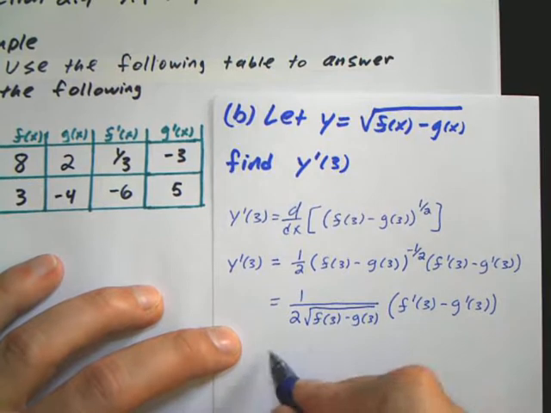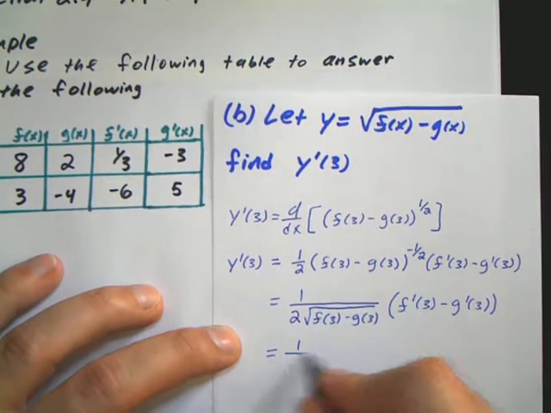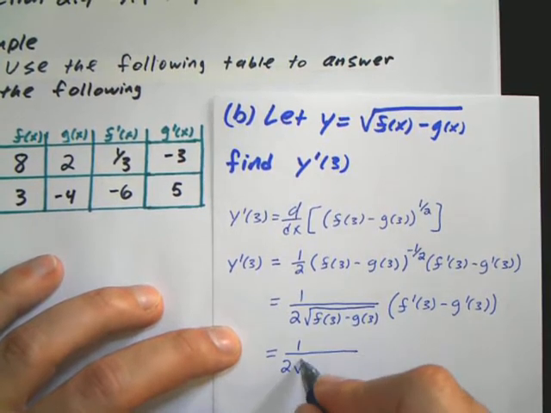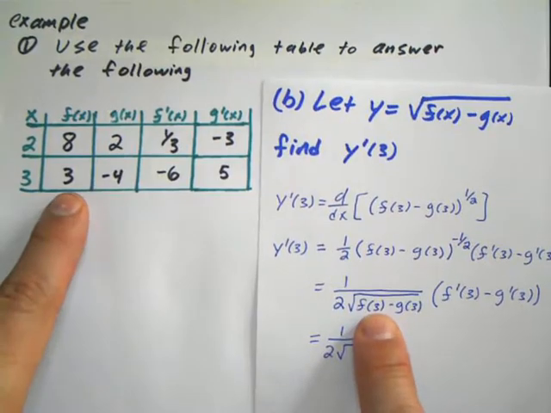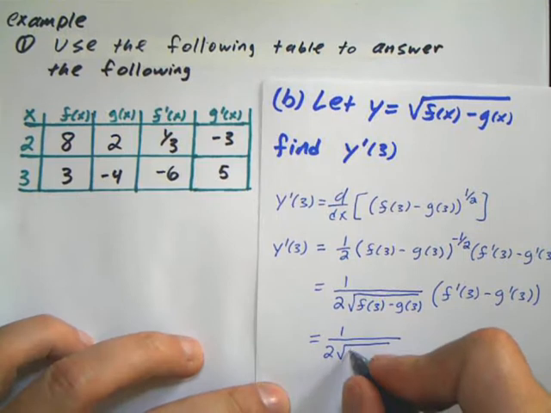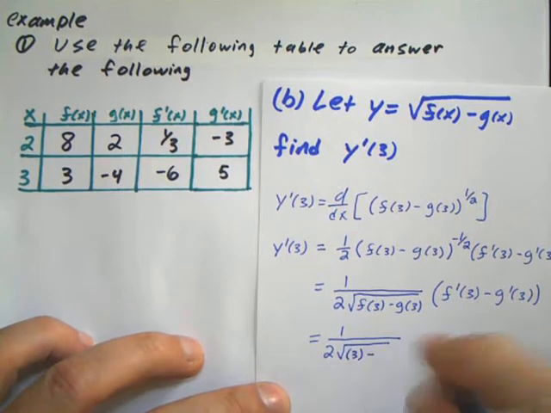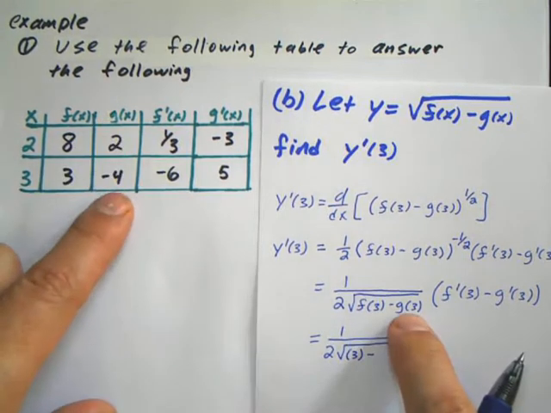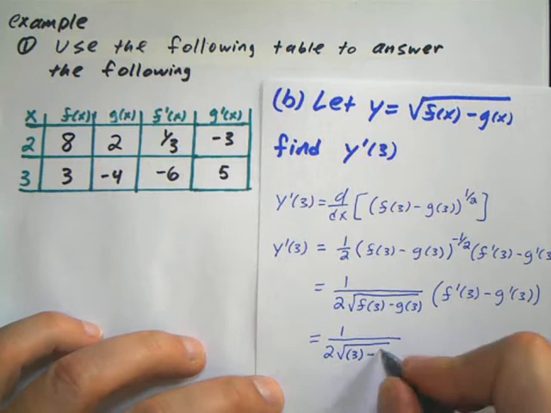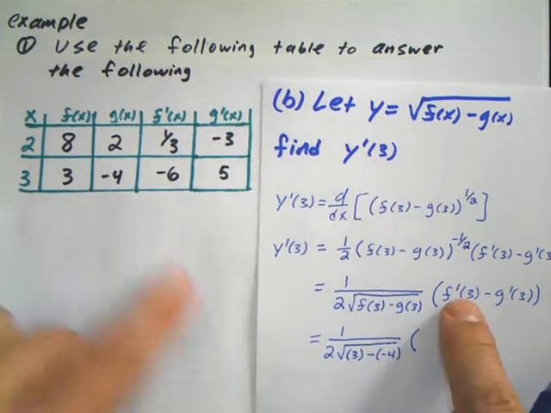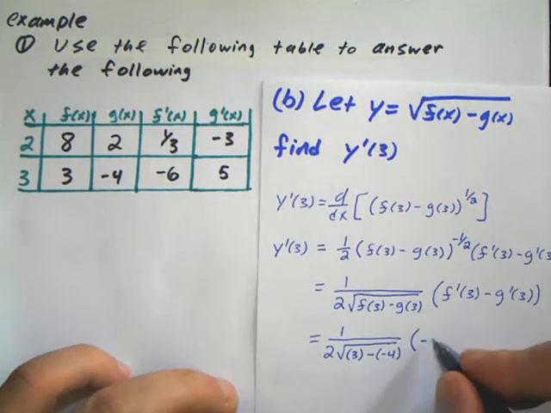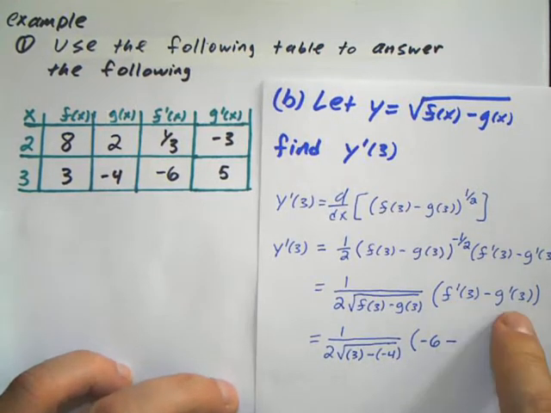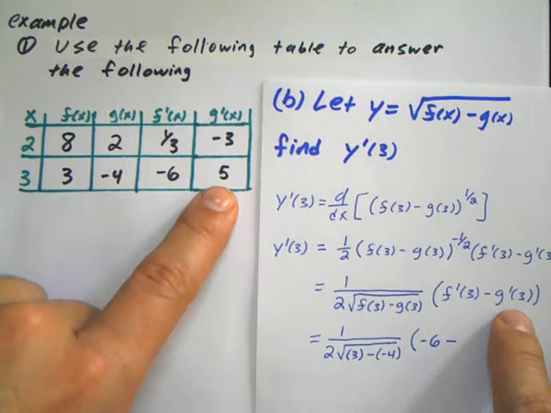And then I look up the table of values. So it's going to be 1 over 2 square root of f of 3, which is given to me as 3, minus g of 3, which is negative 4. And all that's going to get multiplied by the derivative value, so f prime of 3 is negative 6 minus g prime of 3, which is 5.